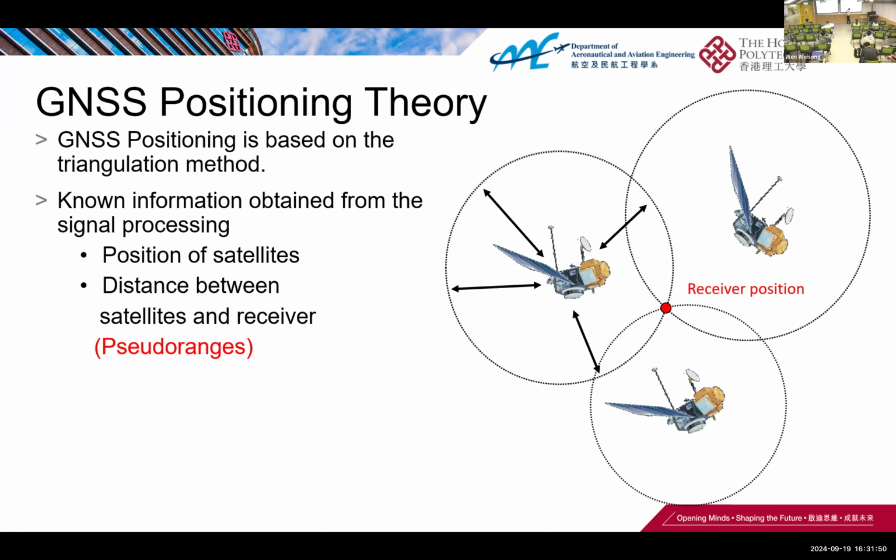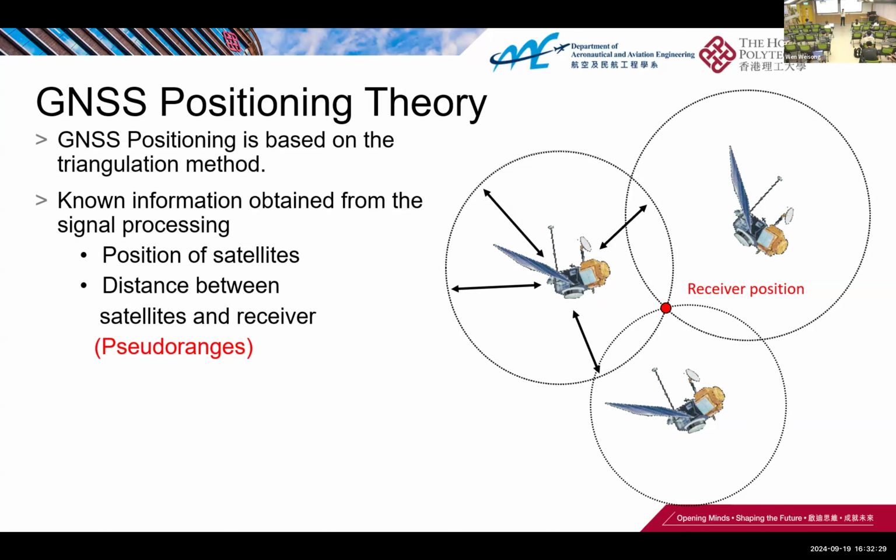So range means the distance. Pseudo means this is not the accurate value because some errors are included in the range, for example, the clock bias. How to understand this? If we calculate the time differences, the signal is transmitted from the satellite at T1, and finally you receive the signal at T2. So the delay is calculated by T2 minus T1, multiplied by the speed of light. So this is the distance from the satellite to the receiver, right?